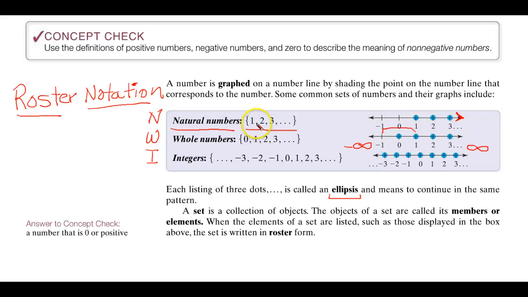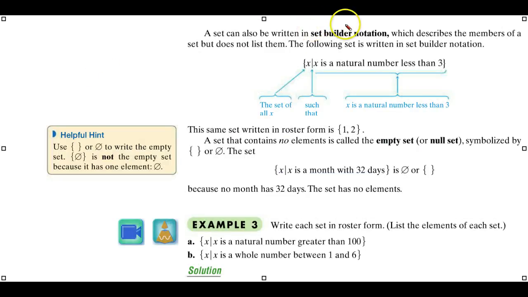So what is written inside roster notation are members or elements of our set. And a set is a collection of objects. Now, another notation that we have, and you need to take notes on this, is what we call set builder notation. It looks like this. You have a brace, and it's read, x such that, that's the vertical line, x is a natural number less than 3. So if you put that in roster notation, it looks like so.